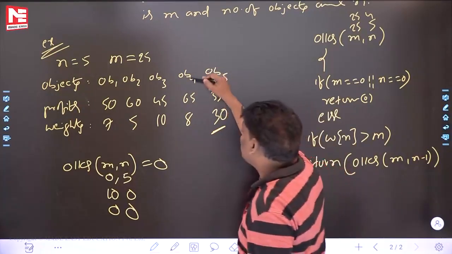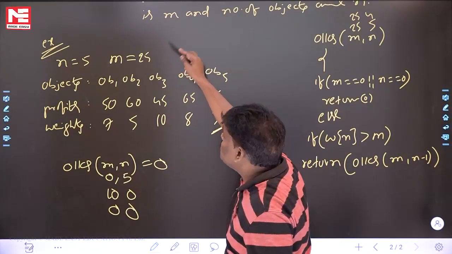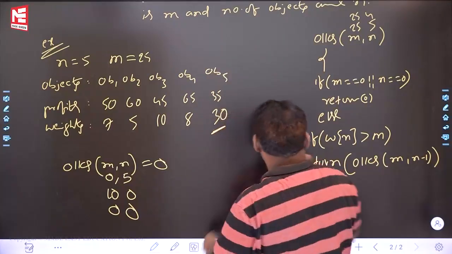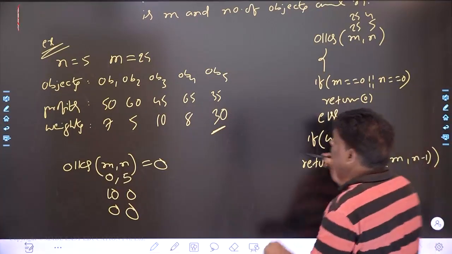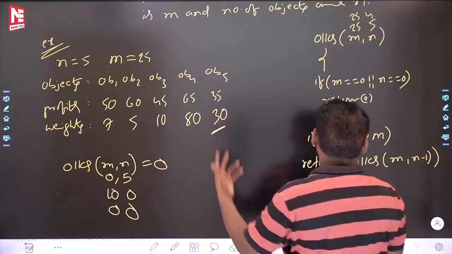What is the weight of the 4th object? 8. What is the capacity of the knapsack? 25. Can you take? Yes. Right? Means this is fail. Suppose it is 80. What is the answer? This also you cannot take.